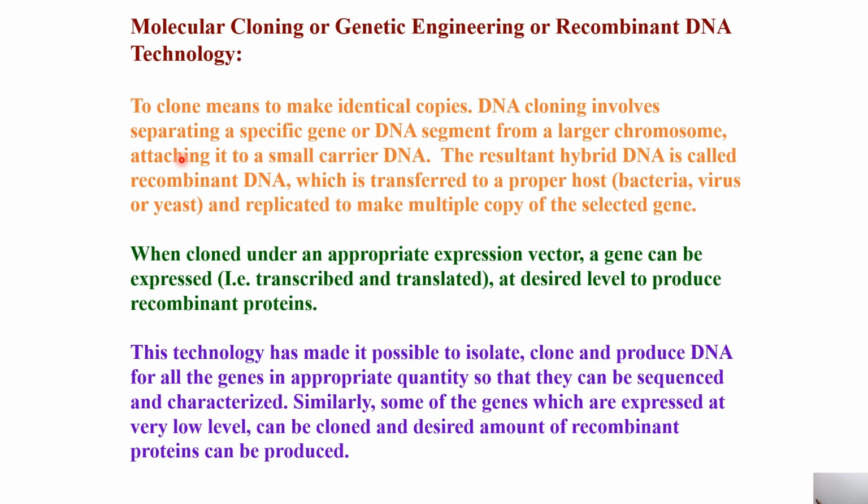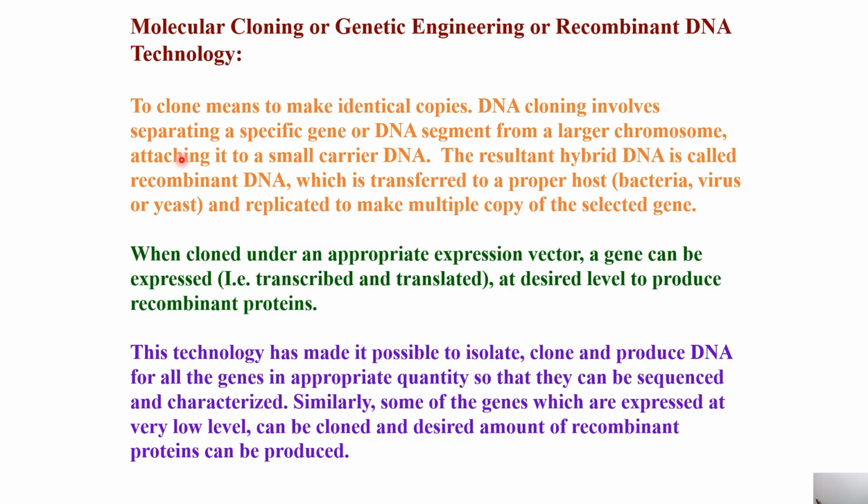Now, molecular cloning, as we have already discussed: clone means to have identical copies. DNA cloning involves separating a specific gene or segment from a large chromosome and attaching it to a small carrier DNA. The resultant hybrid DNA is called recombinant DNA, which is transferred to a proper host and replicated to make multiple copies of the selected gene.